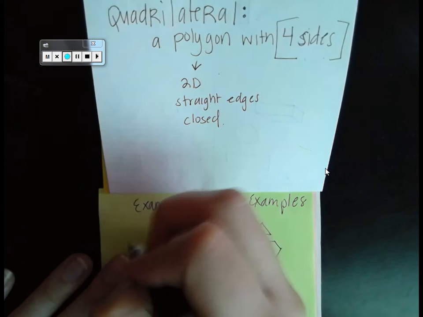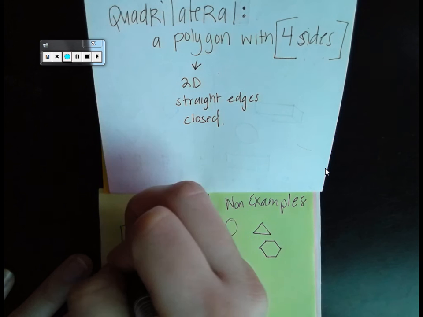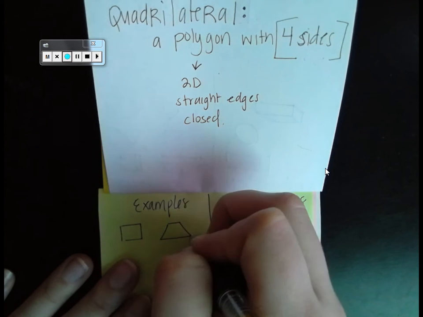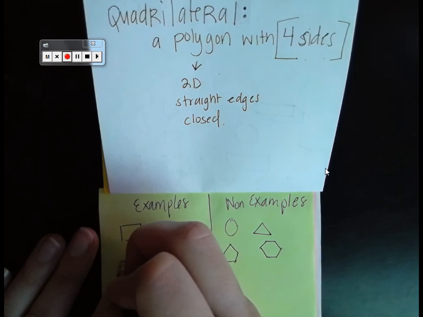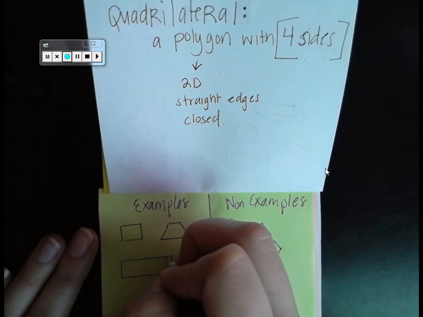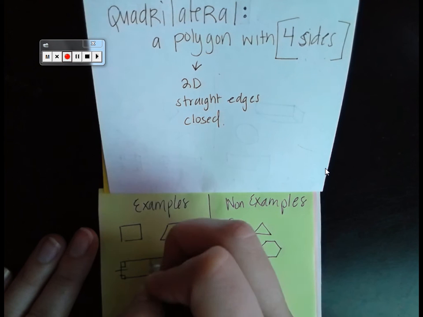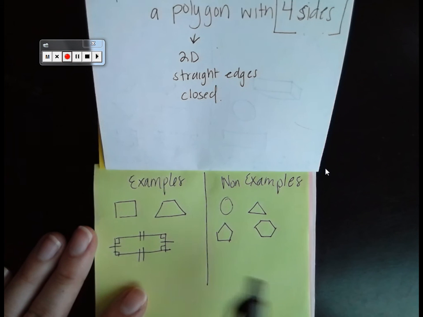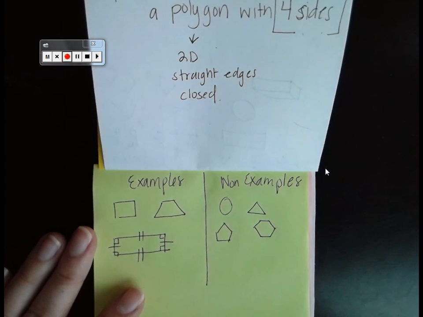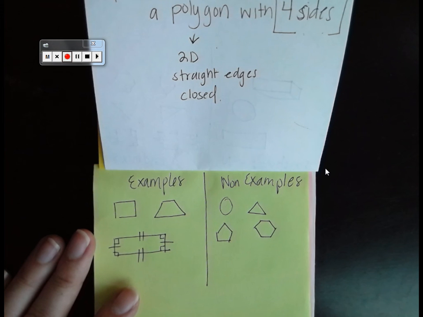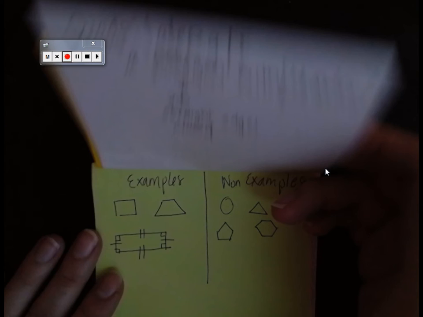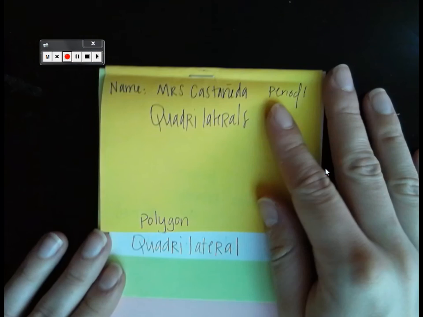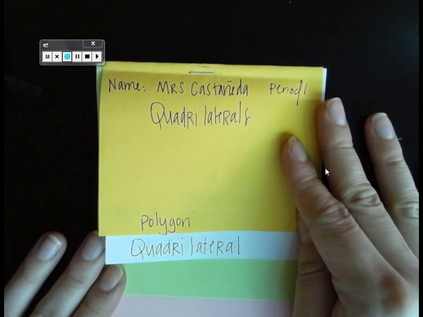So then you could have anything like this, anything like that. You could have a rectangle. This one has to have 4 sides. It has to be straight, closed also. Alright, so these are the notes over the polygon and quadrilateral, and then there's going to be another video for the rest of them.